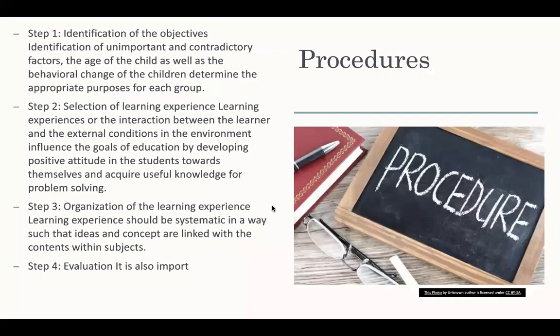The procedures associated with this model: step one is to identify the objectives, filtering out unimportant and contradictory factors, considering the age of the child, as well as behavioral changes of children. The second step, selection of learning experiences. The third is organization of the learning experience. And then the fourth is the evaluation.